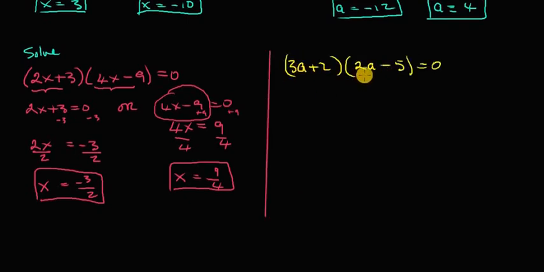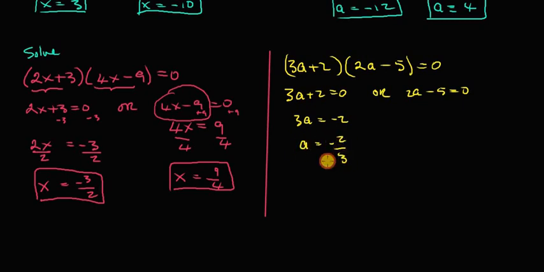Okay, we have 3a plus 2 times 2a minus 5 is equal to 0. It doesn't always have to be x. We've got a's here. So I'm going to start with 3a plus 2 is equal to 0, or 2a minus 5 is equal to 0. That means that 3a is equal to negative 2, and that means that a is equal to negative 2 over 3.